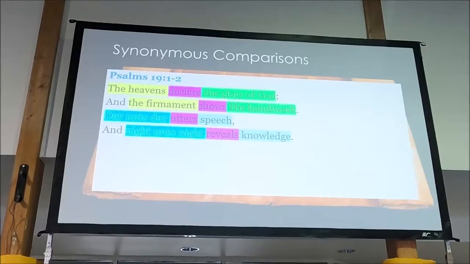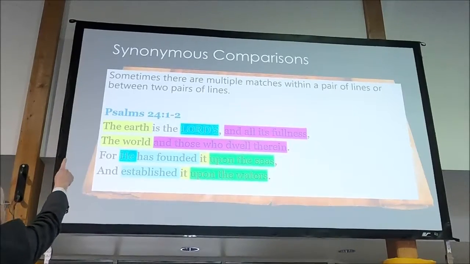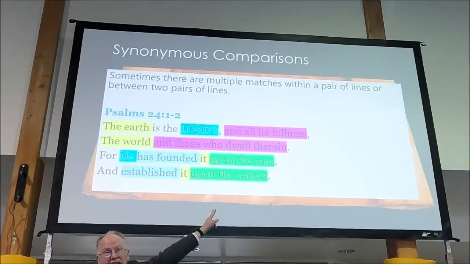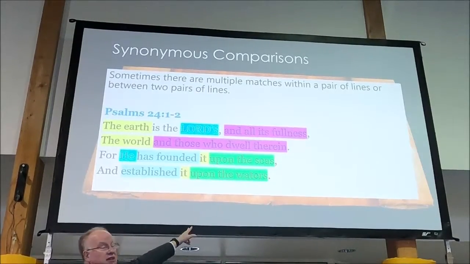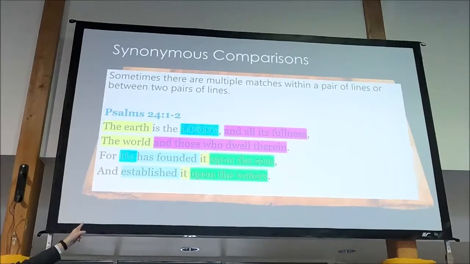In Psalms 24. Okay, earth and world. Okay. So notice in this one, it's the earth is the world. It's the beginning of the two lines here. It's in the middle because it is still the world in the second two lines. Okay. The Lord's is he in the second set. So that ties the two sets together.